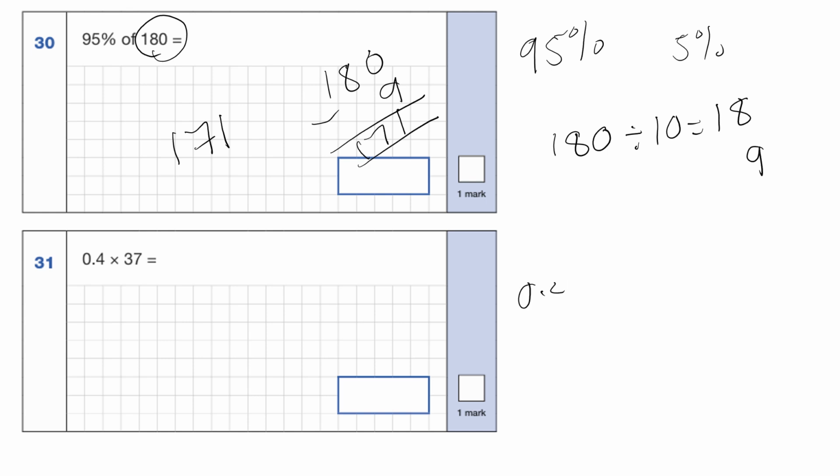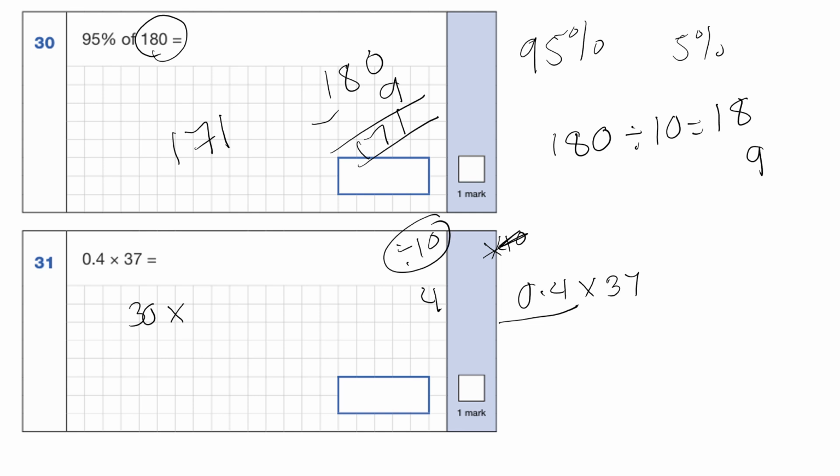So 0.4 times 37. Best way to do this is to change this into a whole number. And to do that, we multiply it by 10, right? And we end up with 4. So when we get an answer, we need to remember to divide by 10 to make it equal again. Now we work it out.